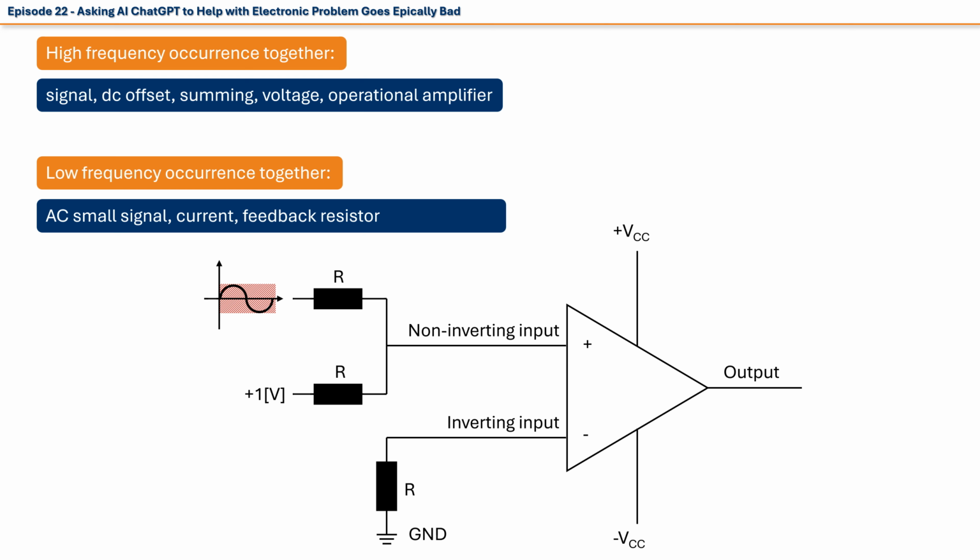So, how did ChatGPT solve our inquiry? It recognized token words like signal, DC offset, summing, voltage, operational amplifier, and etc. In literature these words are keywords for any schematics where operational amplifier is configured in summing configuration. Words such AC small signal, current, and feedback resistor do not appear with high frequency as keywords in those texts. So, it mixed all high-frequency words, from all those texts, and provided us with solution that it thinks contain all the right words at high frequency of occurrence.